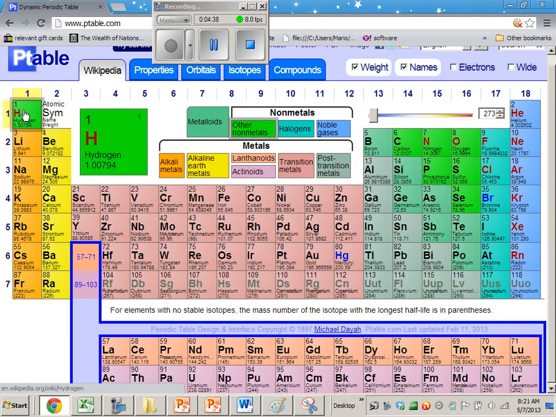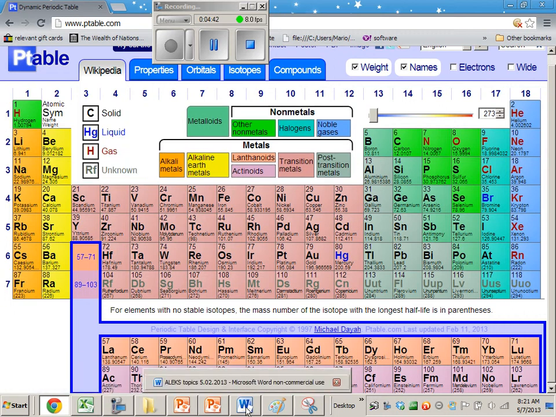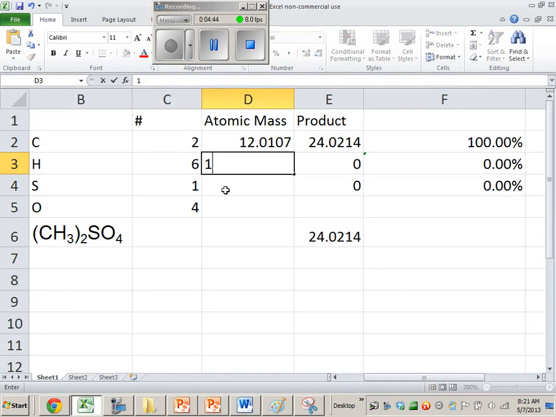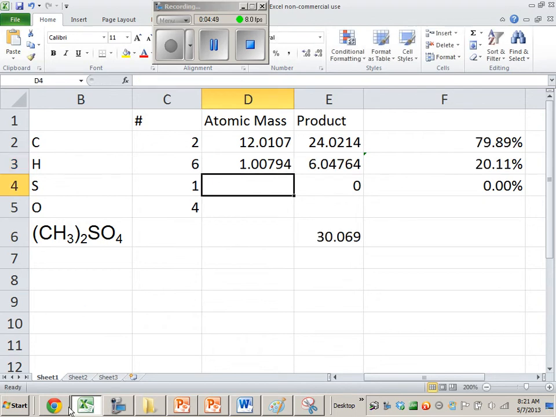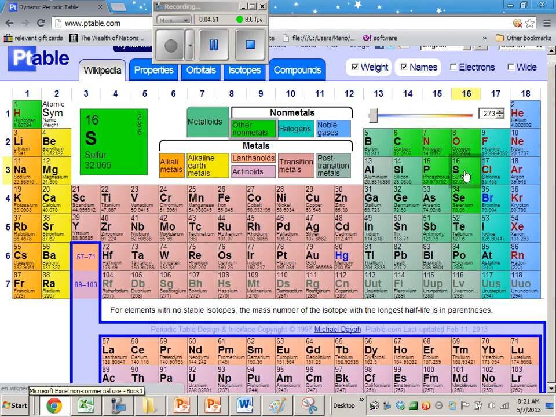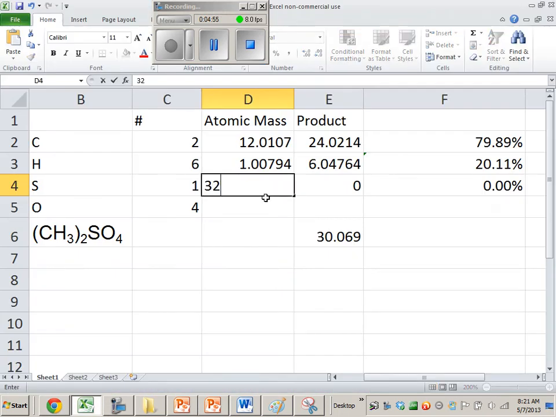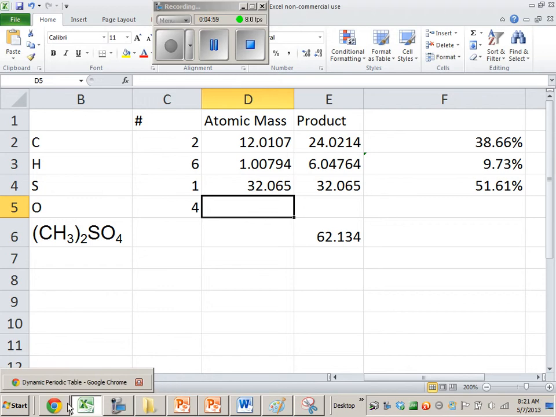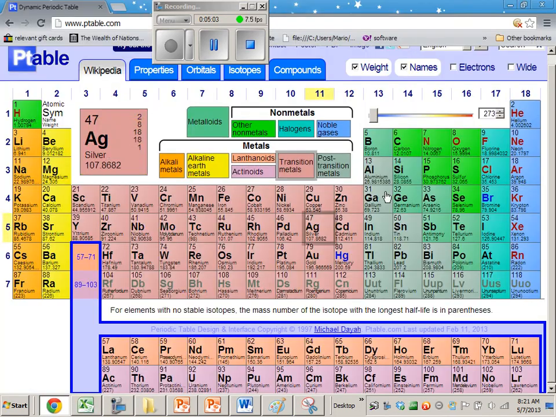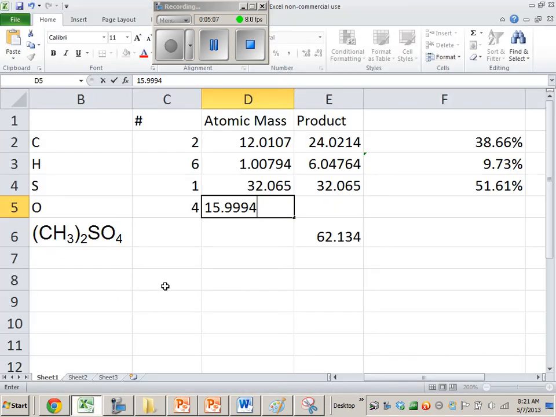Okay, so for hydrogen, it's going to be 1.00794. And for sulfur, we can look that up also. So sulfur, 32.065. So far, so good. And then for oxygen, it's like 15.9994 or something. Let's check that out. Yep. Okay, so we got that.